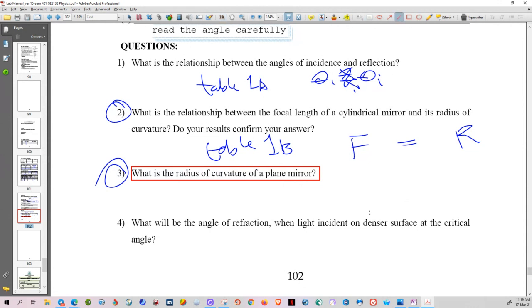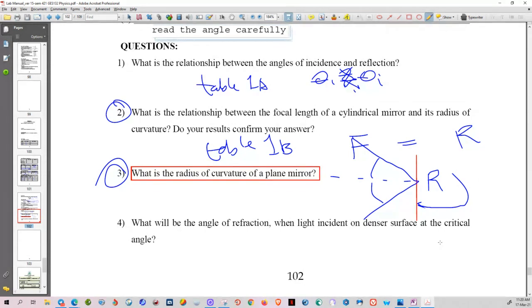Okay, what does a plane mirror look like? A line. That's the plane mirror, okay? The light will shine here and it will bounce here. This is the normal. That's theta 1. That's theta reflected. The question: what is the radius of this mirror, the red mirror, the red line? What's the radius?